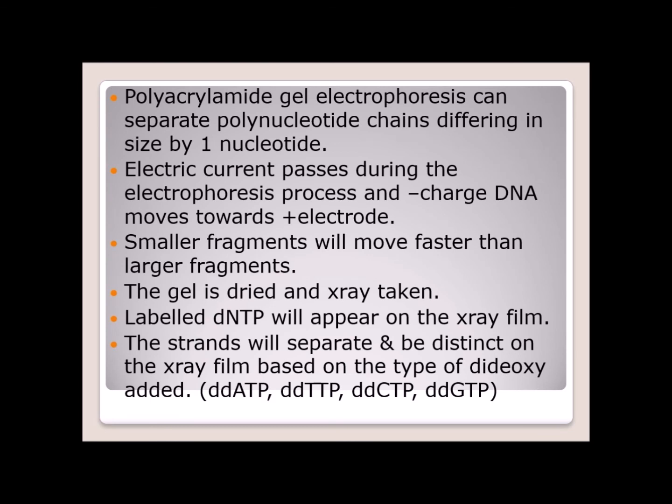The gel is dried and an X-ray is taken. Labeled dNTP will appear on the X-ray film. The strands will separate and be distinct on the X-ray film based on the type of dideoxy added. So the dideoxy can be ddATP, it can be ddTTP, it can be ddCTP, it can be ddGTP.